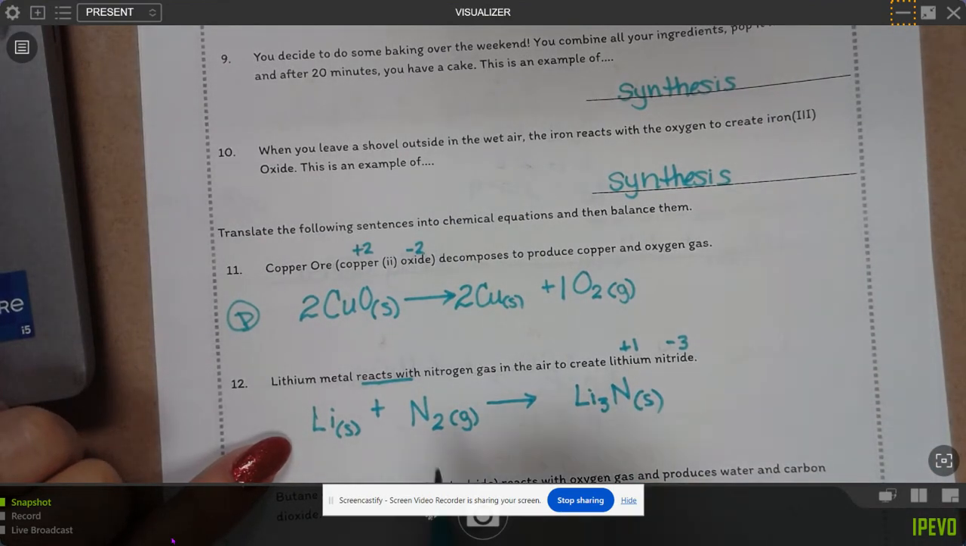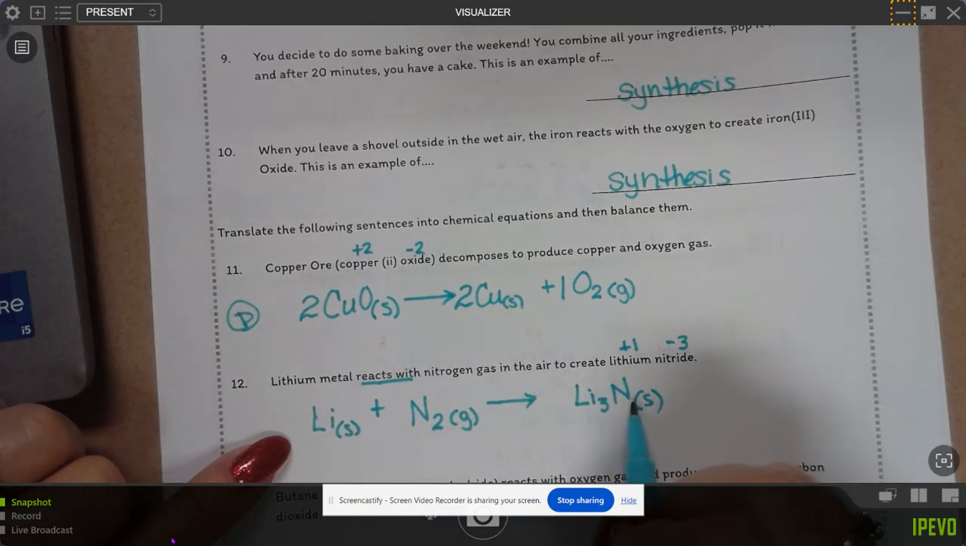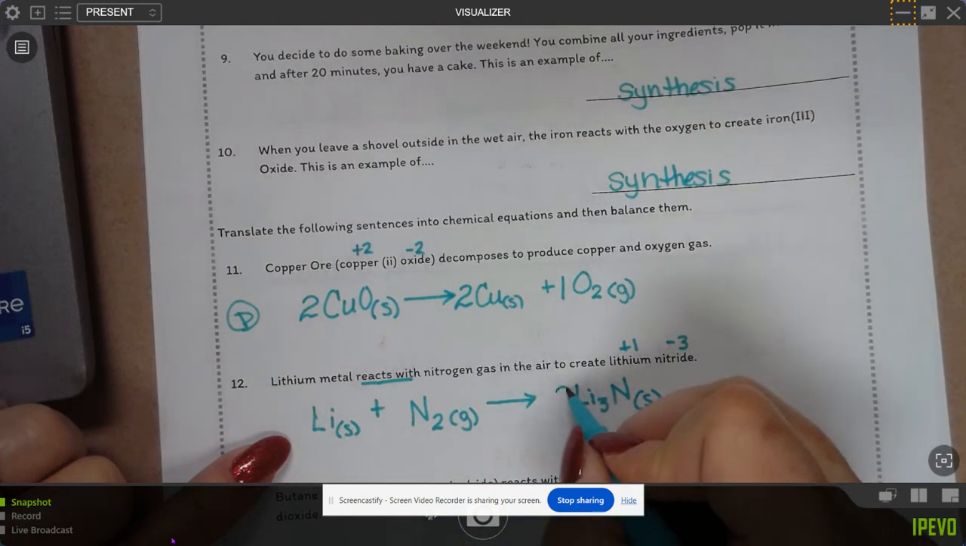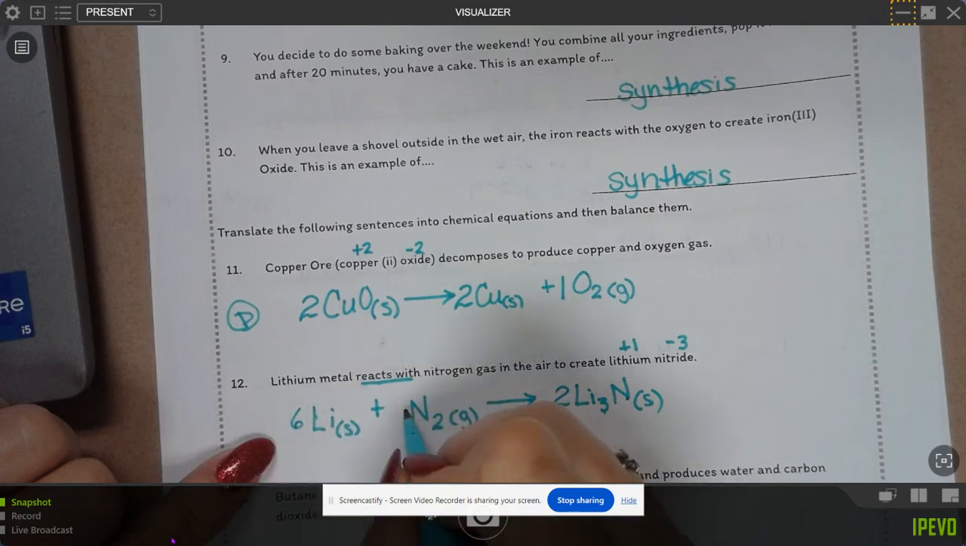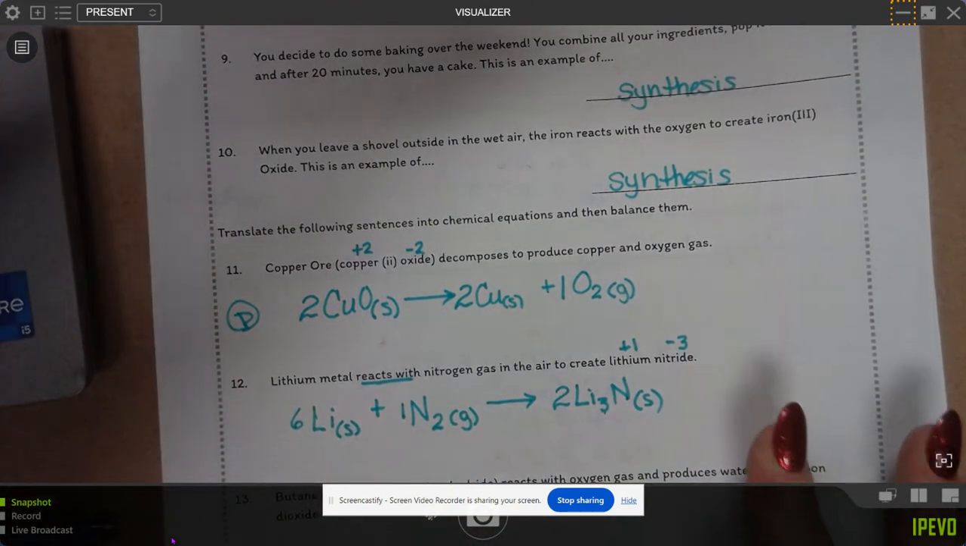All right. Now, can we do this just by inspection? I have 2 nitrogen here. I only have 1 here. So if I put a 2 here, now I have 2 nitrogen. I have 6 lithium. So a 6 here, and my equation is balanced.